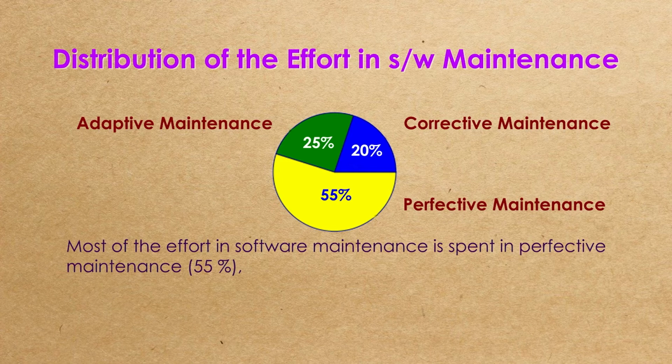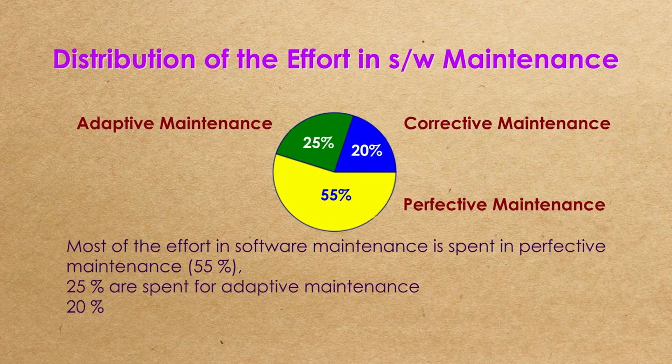You can see here, from one of the research papers, that 55% is spent on perfective maintenance while 25% is spent on adaptive maintenance and 20% on corrective maintenance. So here you can understand that perfective maintenance occupies the larger component in the pie chart, about 55%. The whole distribution of the effort spent on the different types of tasks is illustrated over here.